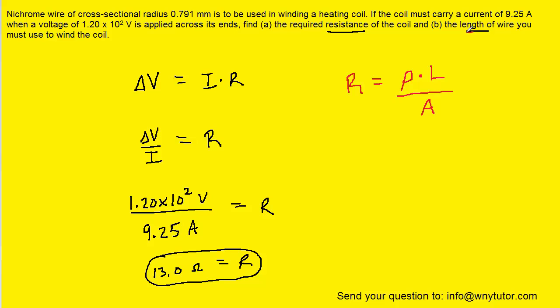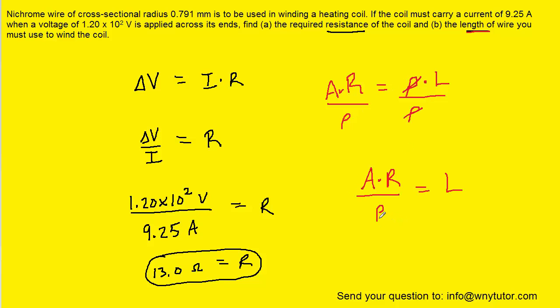Again, we want to calculate the length, so we'll solve this equation for the length L, and to do that we can multiply both sides of the equation by the area A, so it cancels on the right side. And then we can divide both sides of the equation by this constant, which is the Greek letter rho, and that way it'll cancel out on the right-hand side. Now, the resistance, capital R, we've already calculated in part A, so that's relatively straightforward.